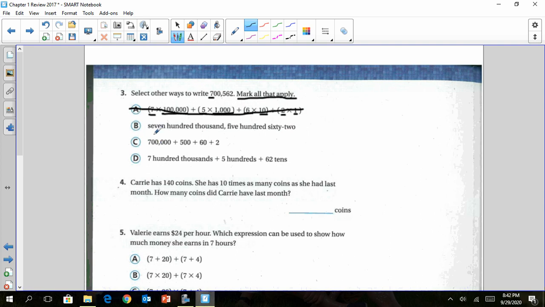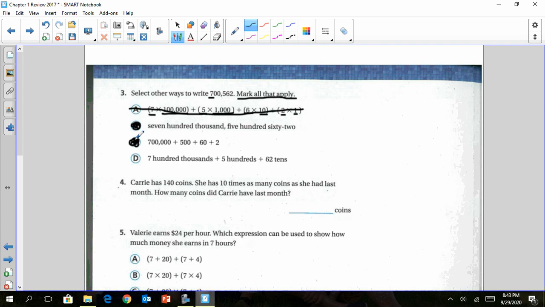B, 700,562. To read that, 700,562. That is correct. That is the word form for this value here. C would just be the value of each of those digits. The 7 is worth 700,000. The 5 is worth 500. The 6 is worth 60. And then obviously the 2 would be worth 2. That is correct. That would be the expanded form that you guys maybe used last year in 4th grade.